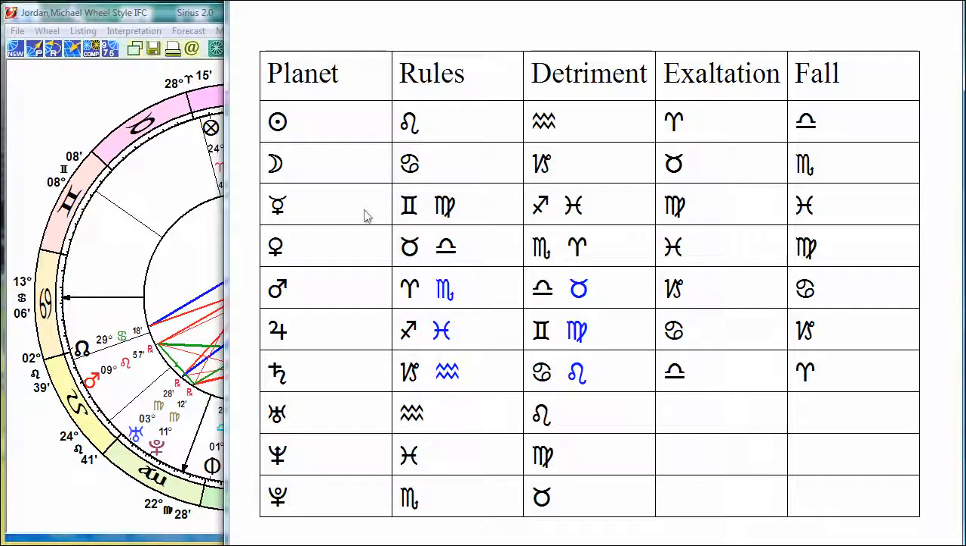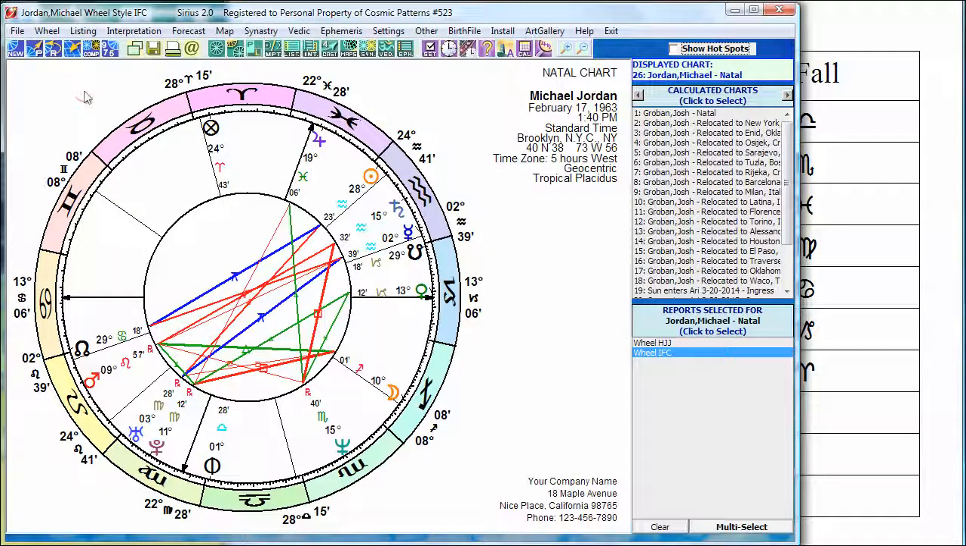But the rulership is important, because I'll show you one last thing with rulerships, and then we're done. The Moon is in Sagittarius, but it rules Cancer.